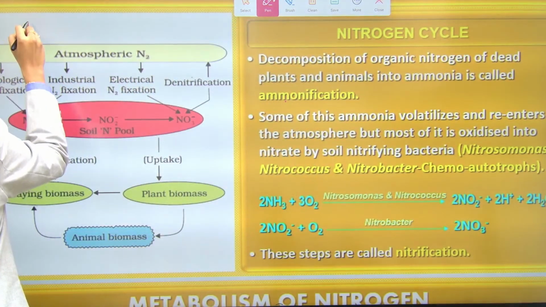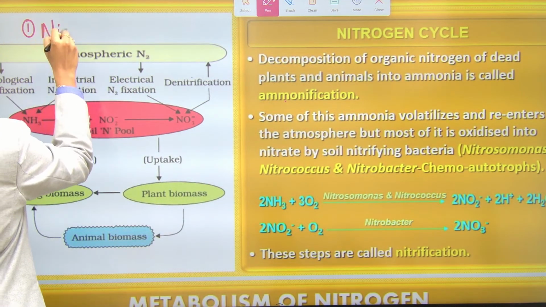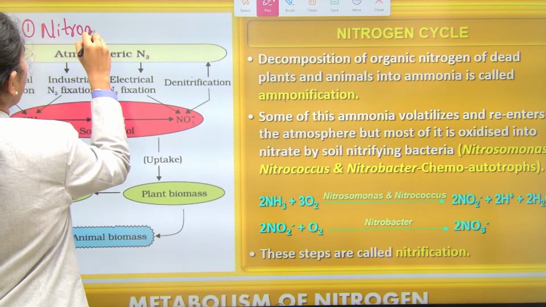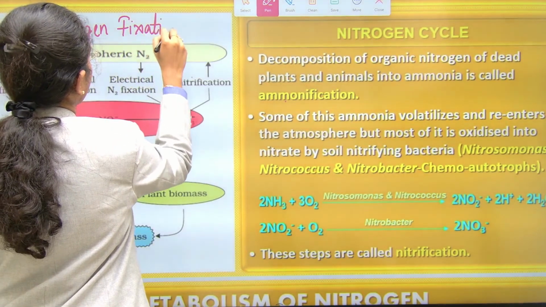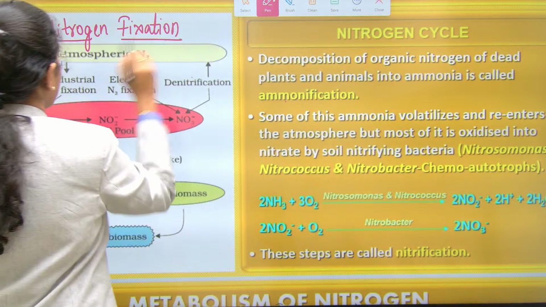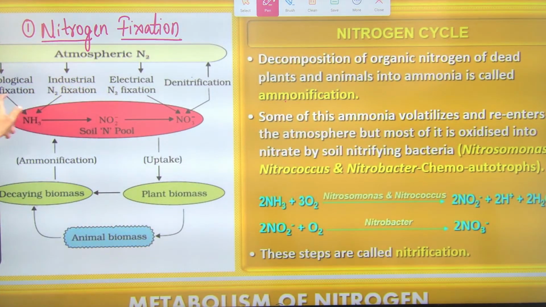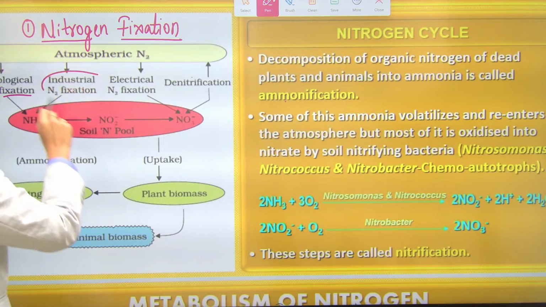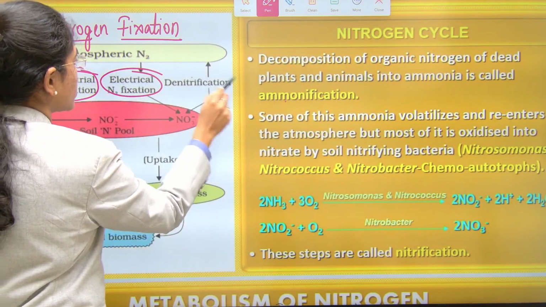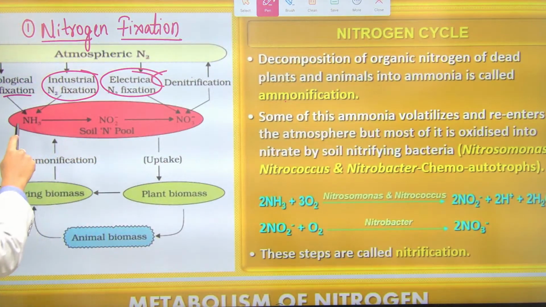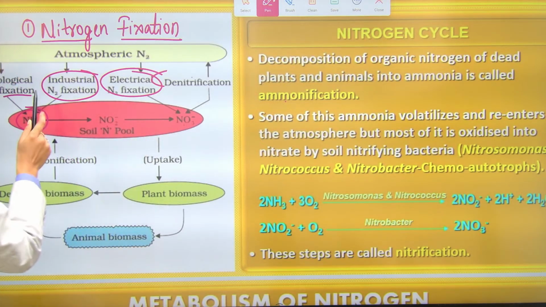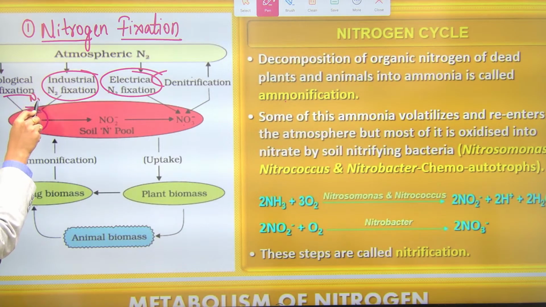First you observe here, first is what? Nitrogen fixation, where nitrogen is fixed either through biological, industrial or electrical nitrogen fixation. By any of these, it is fixed in the form of nitrates, nitrites and ammonia. Next, this ammonia is converted to nitrates and then to nitrites. So once nitrogen is fixed, nitrogen converting to ammonia, the second step is what?